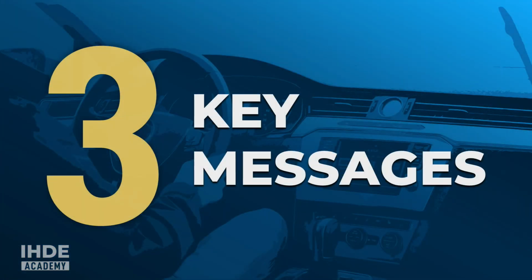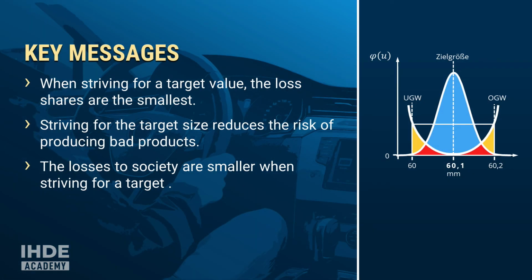So, although this was a relatively short lesson, I would like to conclude by repeating the three most important key messages. When striving for a target value, the loss shares are the smallest. Striving for the target size reduces the risk of producing bad parts. And generally speaking, the losses to society are smaller when striving for a target than without.